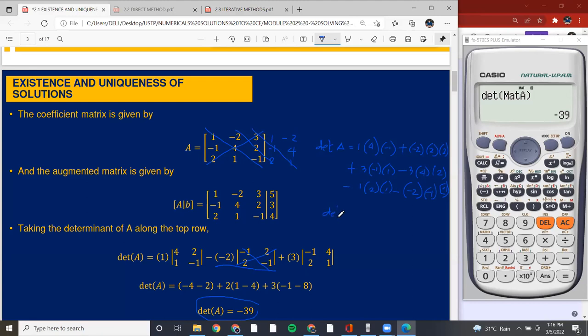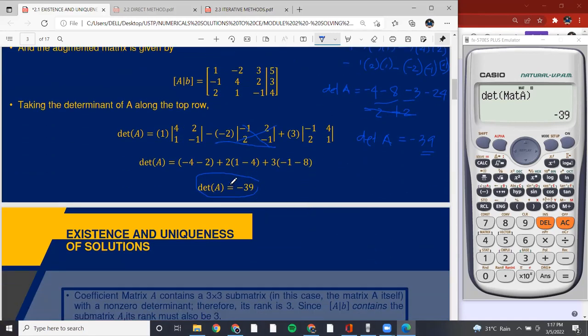Okay, so the determinant of A is equal to 1 times 4, which is negative 4, this one is negative 8, this one is negative 3, and negative 3 times 2 is 6, 6 times 4 is 24, and minus 2 plus. So the determinant of A is negative 12, negative 15 minus 24 is negative 39. So that's it.